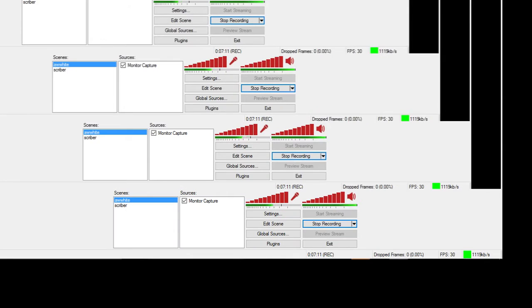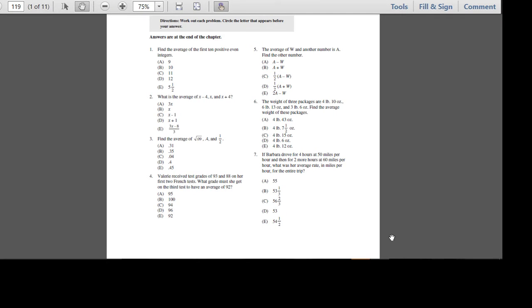Do you want me to do number 7 now? Yep. If Barbara drove for 4 hours at 50 miles per hour and then for 2 hours at 60 miles per hour, what was the average rate in miles per hour for the entire trip?